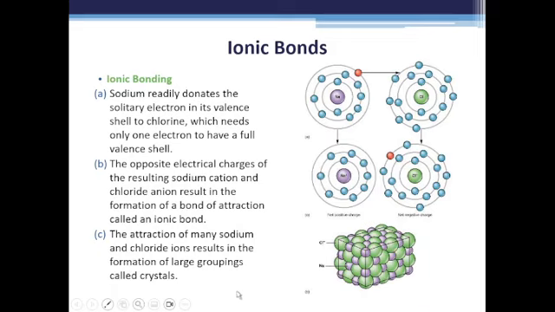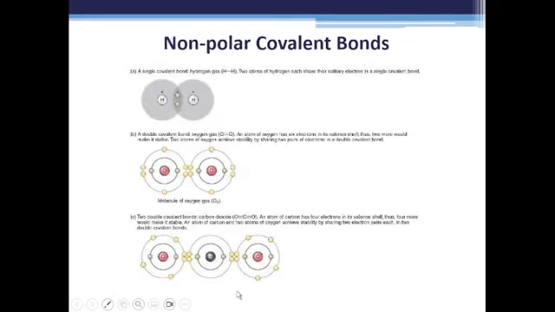Next, we have covalent bonds, which have two types: nonpolar and polar. Let's talk about covalent bonds first. Unlike ionic bonds, covalent bonds form when atoms share electrons rather than transferring them. So ionic bonds transfer electrons, and covalent bonds share electrons, as you can see in this picture here.